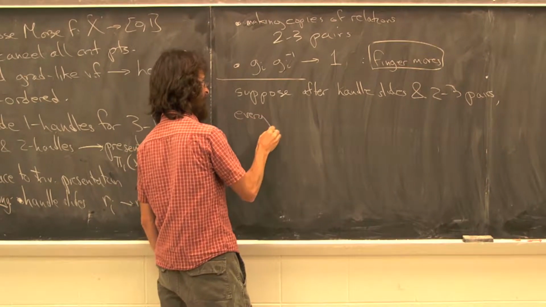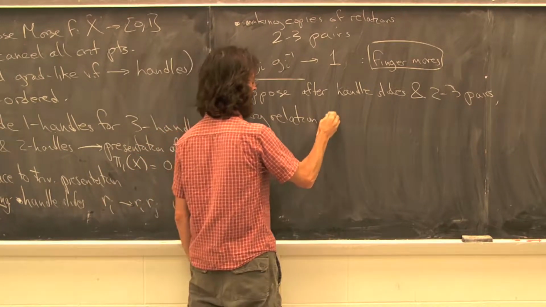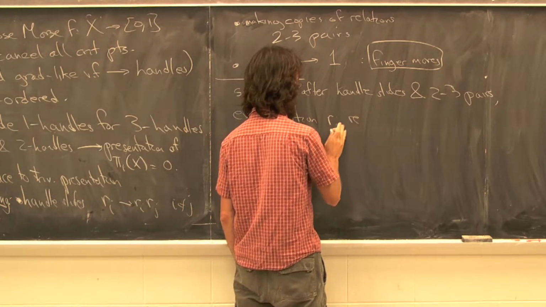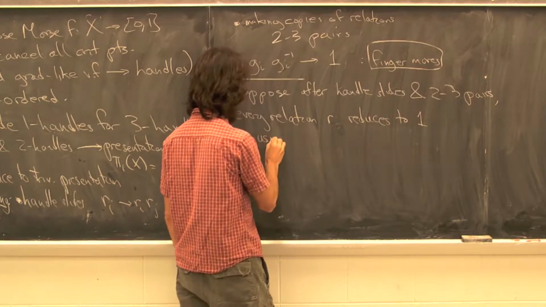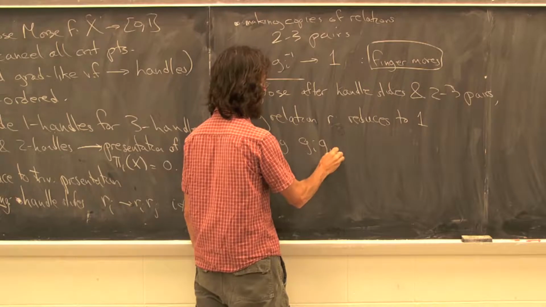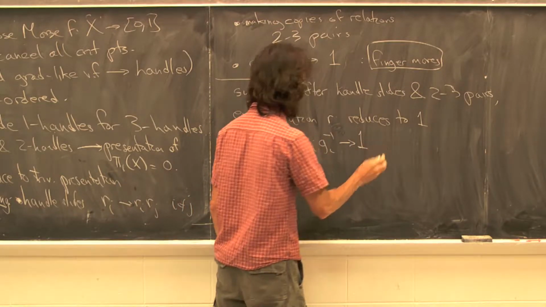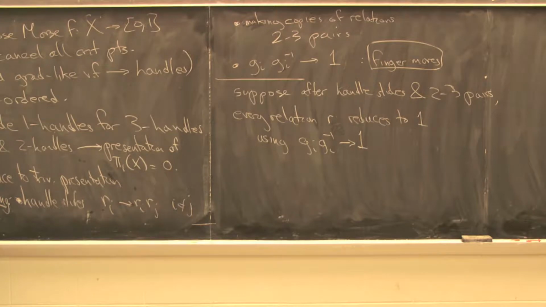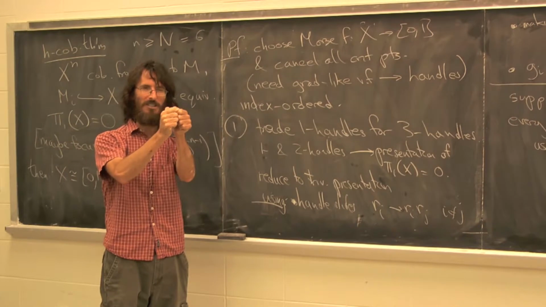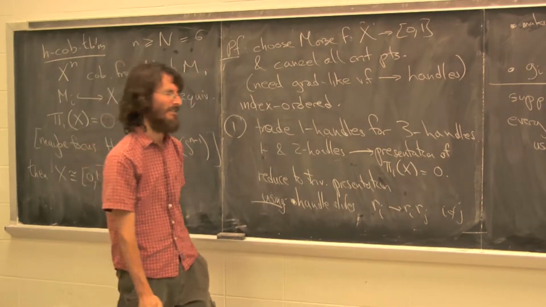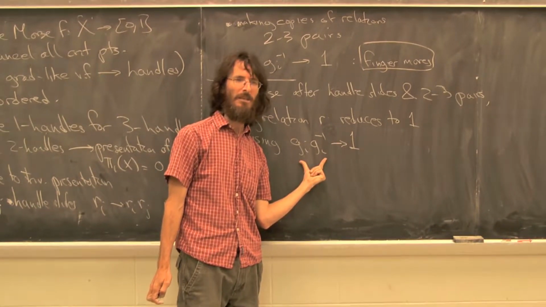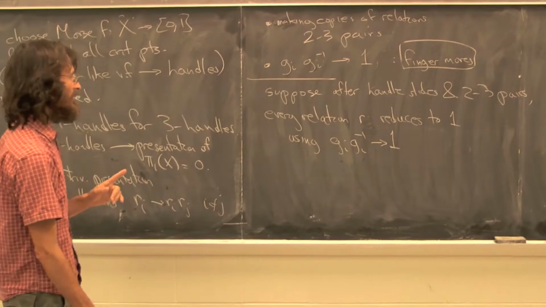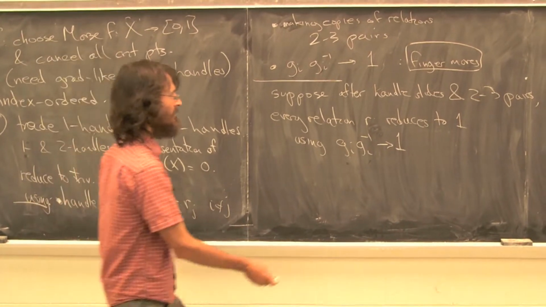Every relation R_i reduces to 1 using g_i inverse goes to 1, right? Just repeatedly using that process. So that means we sort of got this nest of canceling generators and their inverses. We start somewhere, we cancel them, and then we get another pair that we cancel. So what I want to do is show geometrically what's happening here and why we can geometrically eliminate such a thing.